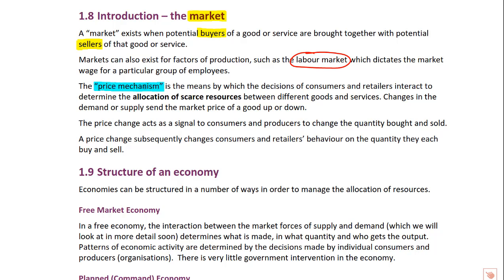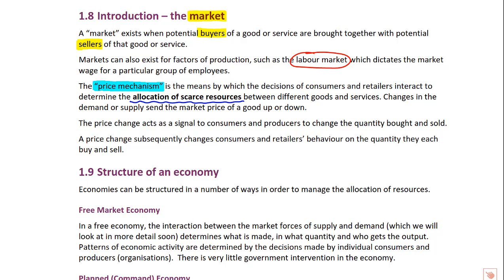And one very important concept that you'll hear in the next section of the syllabus when we're looking at demand and supply is that of the price mechanism. The price mechanism is the name economists give to the process through which buyers and sellers interact such that an agreed price for a particular good or service is arrived at based on supply and demand. And that price mechanism operating effectively should result in an efficient allocation of scarce resources.